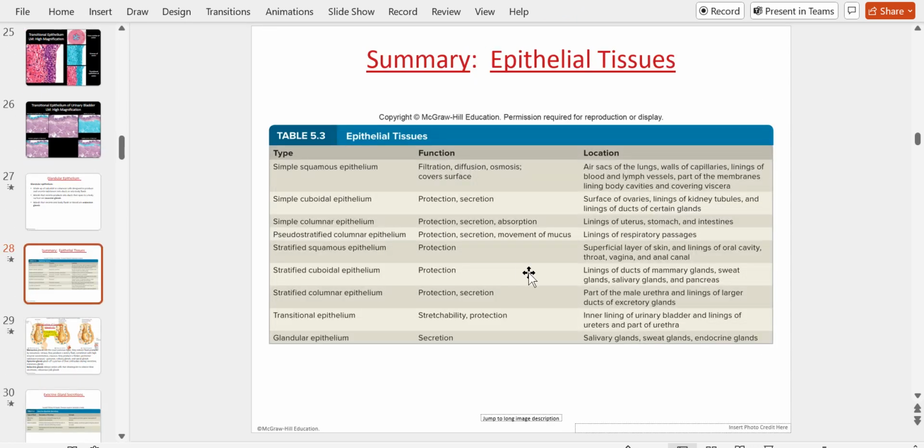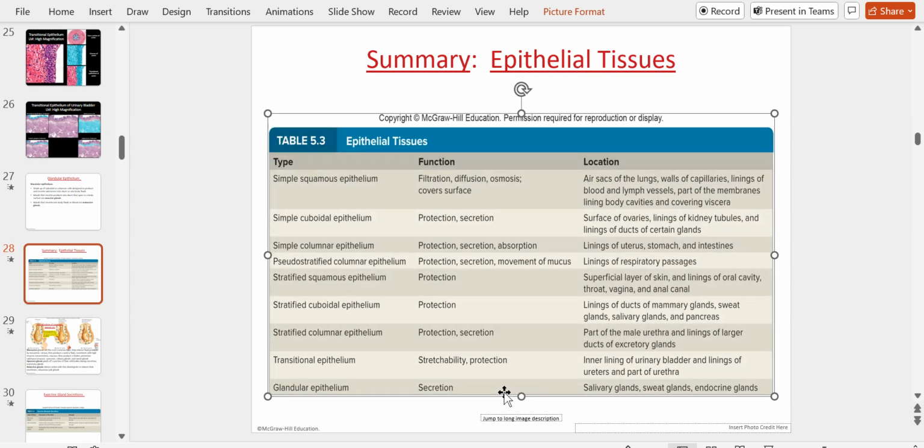Okay. And just a nice little recap here. I like this slide, so should you. The whole idea: simple squamous, simple cuboidal, simple columnar, pseudostratified, stratified squamous, stratified cuboidal, stratified columnar, transitional, and glandular epithelium. Love them all, know them all, they're good to go.